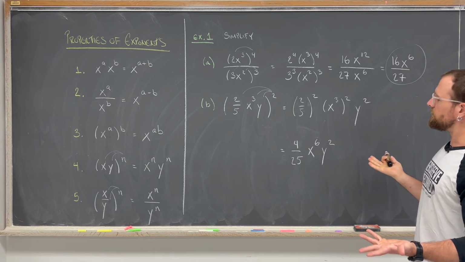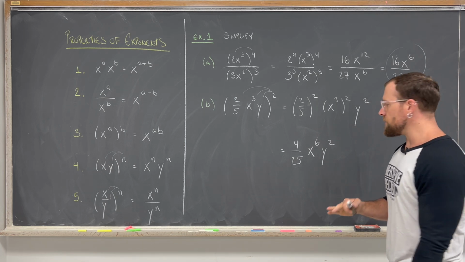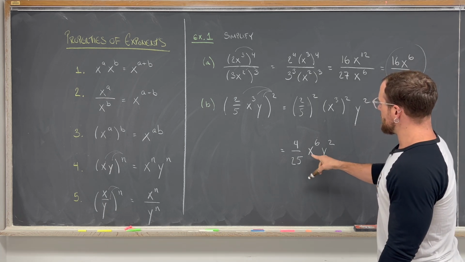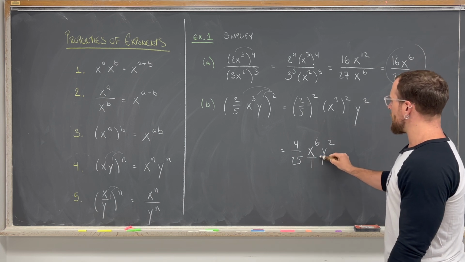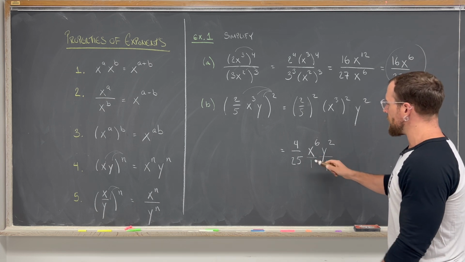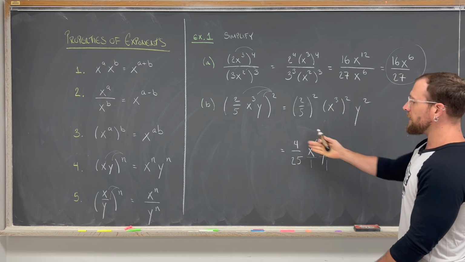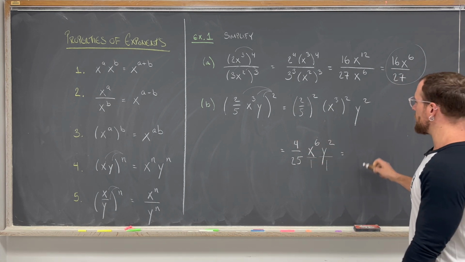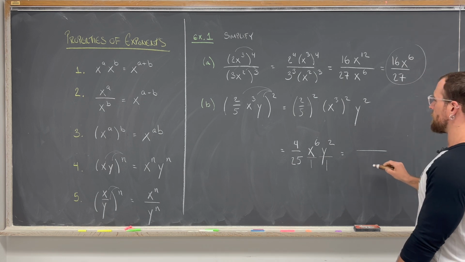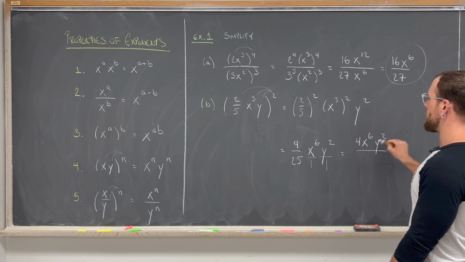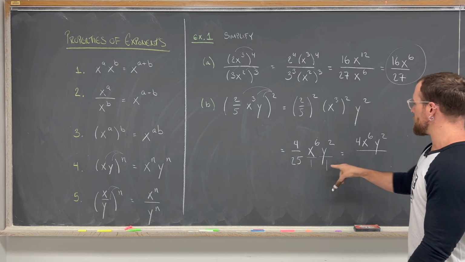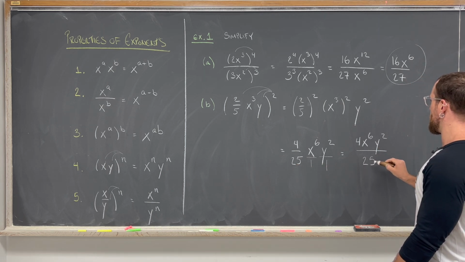This answer is simplified. Another thing you could do is consider, okay, this x to the 6th is an x to the 6th over 1. This y squared is a y squared over 1. And when I multiply fractions, I multiply the tops together. I multiply the numerators. So in the end, this is a single fraction where the numerator is 4 x to the 6th y squared, and the denominator is 25 times 1 times 1, so just 25.